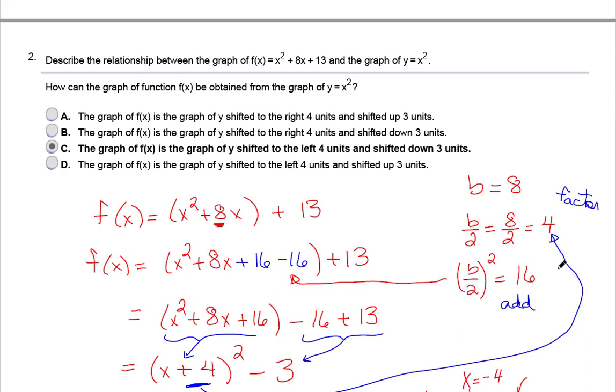All right, so in question 2, they're going to ask us, well, we have f of x is x squared plus 8x plus 13. How does that look like x squared? Where did this thing get moved from the basic shape? Well, first off, look at the lead coefficient. It's positive. So it's not flipped over, so it's going to look upward. All right, so let's see. What's our plan of attack?